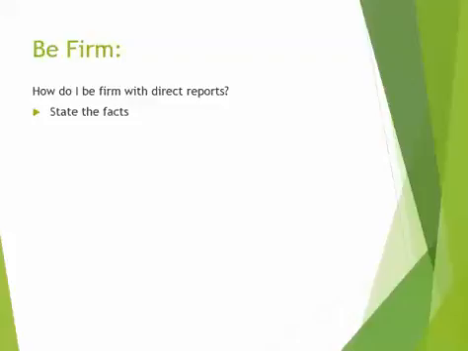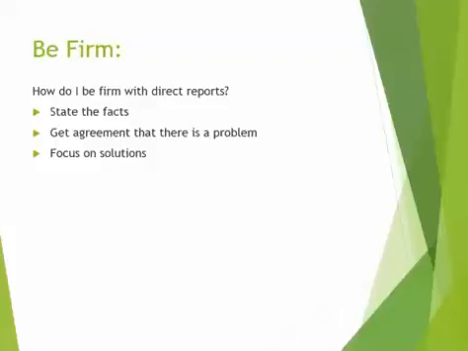1. State the facts. Have examples of the behavior ready to discuss and be able to explain why it needs correction. 2. Get an agreement from the associate that there is a problem. And 3. Focus on solutions. Be ready to tell them specifically what you didn't like and what you would rather see them do next time. Ask them to verbalize it back to you, and ask them how they feel about the solution. Don't forget to let them know what they are doing well.